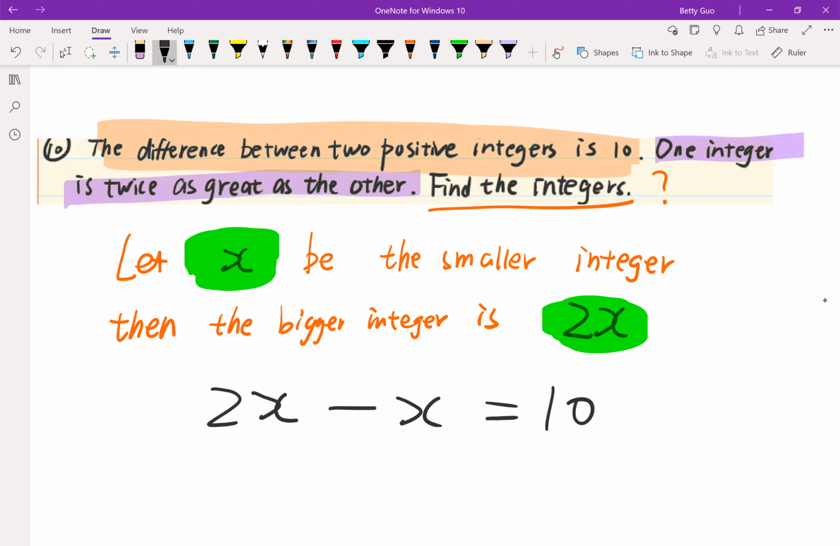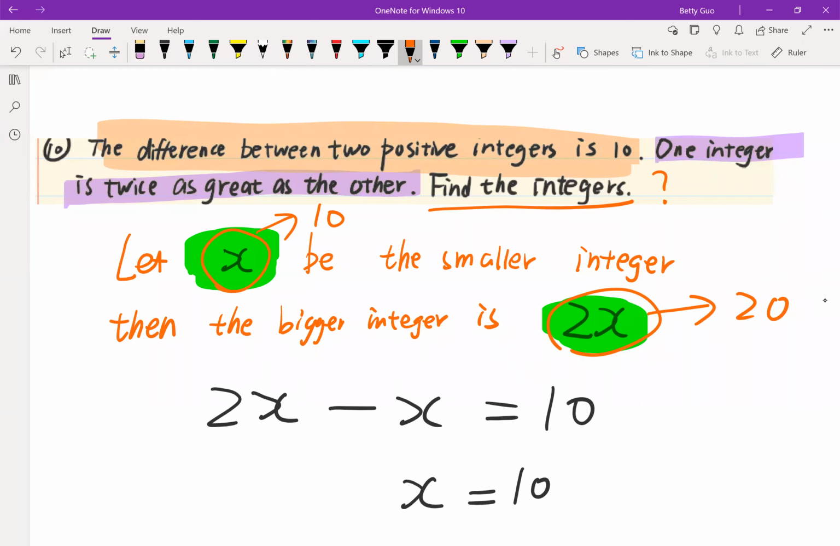I give you 1 minute and you tell me what is x. This one is super easy. I don't think you need 1 minute for that. What is x? Left-hand side, 2x minus x. What is 2x minus x? It's x, right? x equals 10. So if x equals 10, what's 2x? It's 20. So the smaller number is 10. The bigger number is 20.